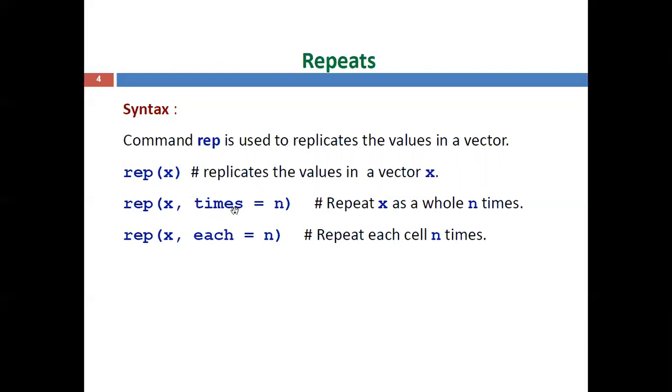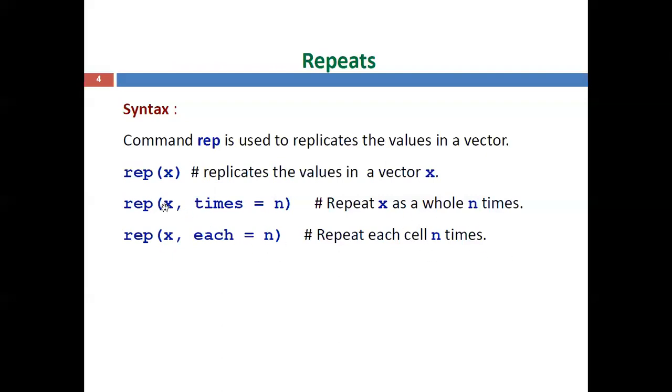Then another syntax: rep within brackets x, comma, times equal to n. This syntax repeats x as a whole n times. Whatever the value of x, that entire value, the whole value, can be repeated the number of times given as n. So you mention times equal to n. Then the third syntax: rep within brackets x, comma, each equal to n. This syntax repeats each cell n times. So in x, whatever the data, each and every data item is repeated n times.